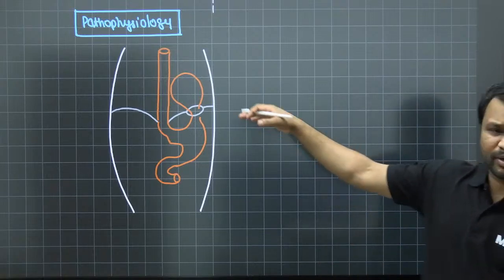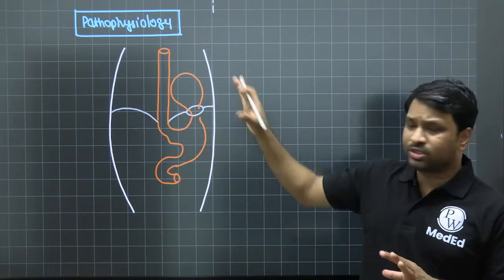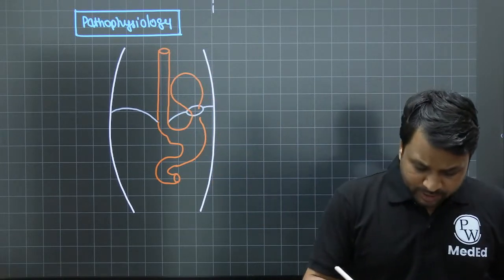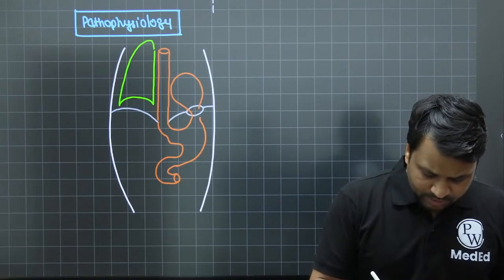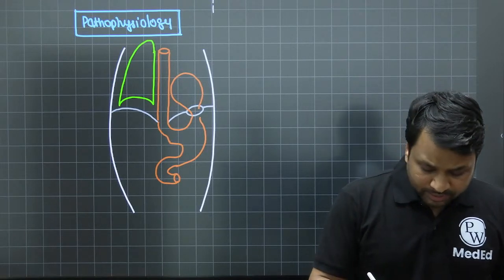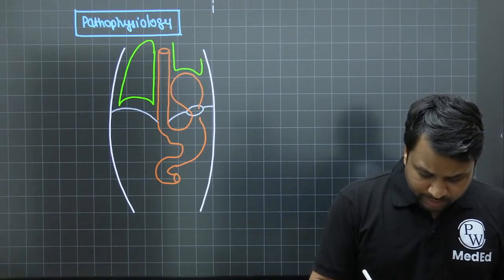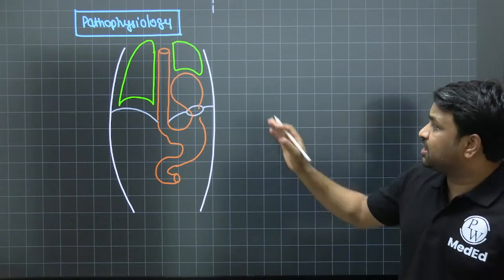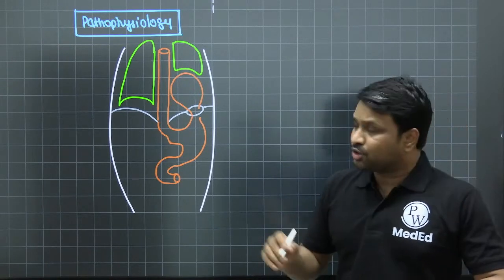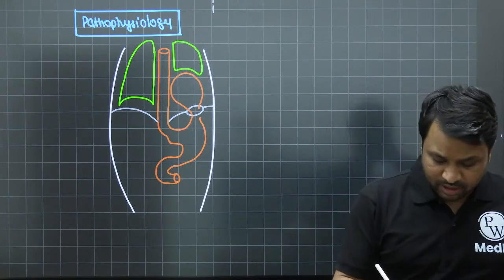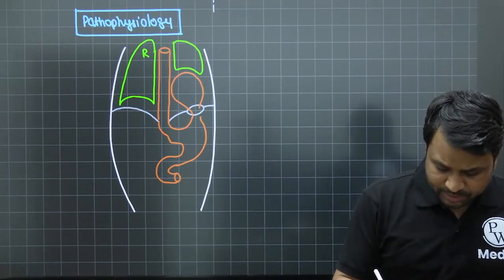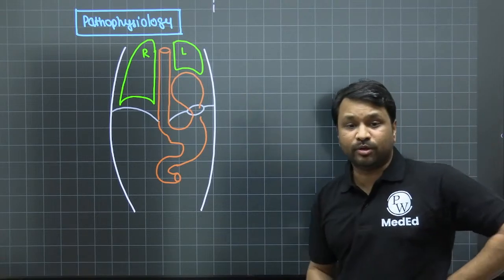Usually it is the stomach that goes in and occupies this area. Now, because of this, what is going to happen? The lung on the right side is absolutely fine, but the left-sided lung will not be able to develop completely. As the stomach has taken over this area, it is not allowing this part of the lung to develop. So this is the right lung, this is the left lung, and the left lung is not going to develop completely.